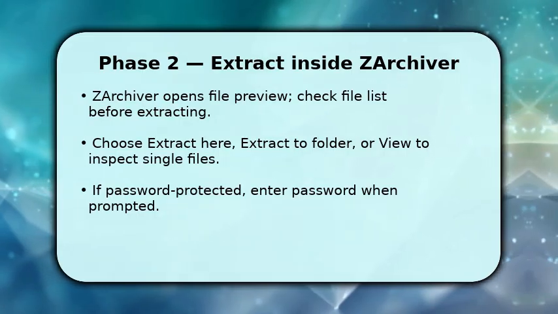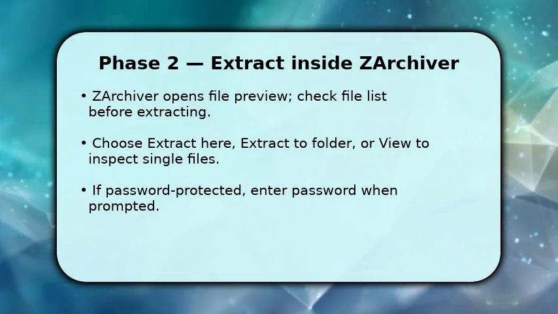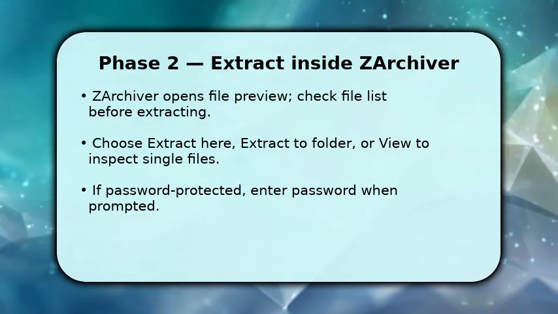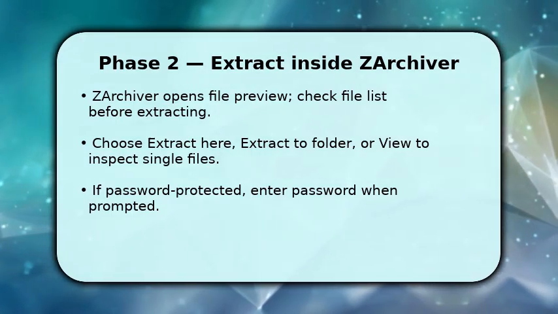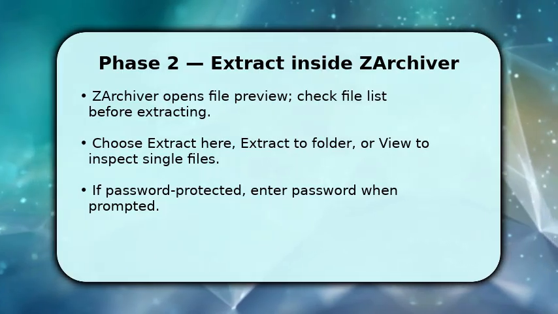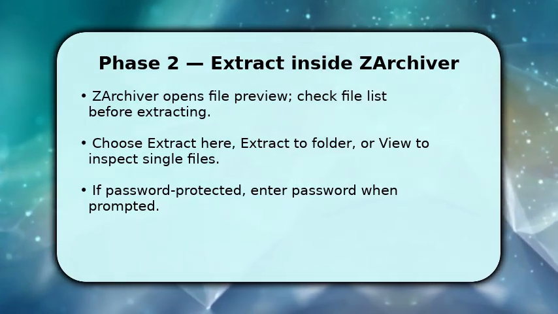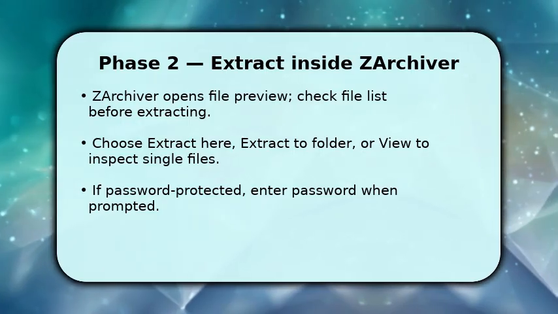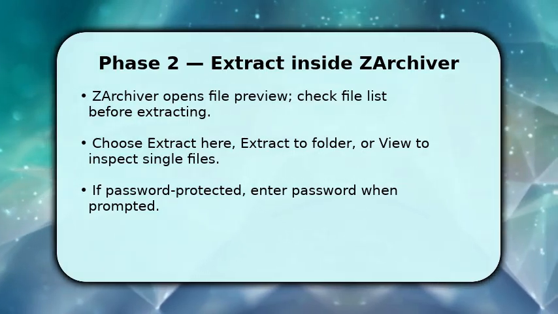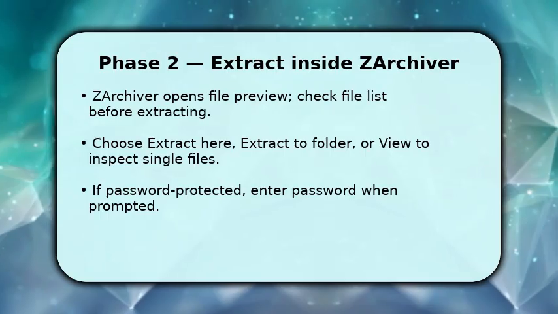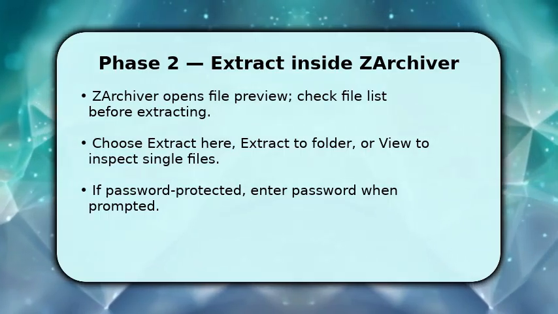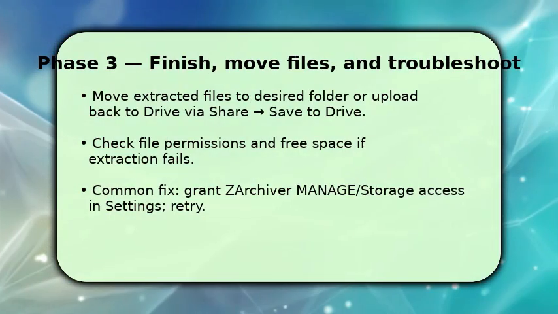Tap an archive entry to open the context menu, then choose Extract here to unpack in the current folder, or Extract to and specify a folder for organization. If you only need one file, tap View or Open directly. Make sure to enter a password if the archive is encrypted, because extraction will fail without it. Then finish by moving or sharing the extracted files.